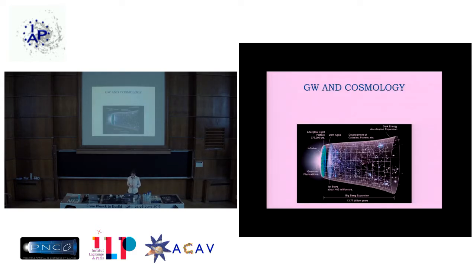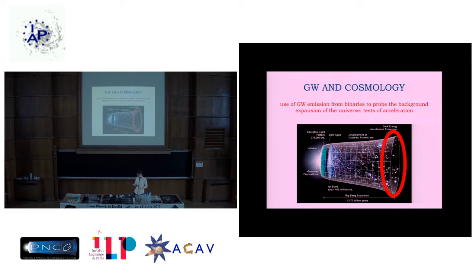Now, to focus more on the issue of gravitational waves and cosmology, basically there are two main topics for which gravitational waves can probe or constrain cosmology. The first one is constraints on the late-time universe, so constraints on the accelerated expansion, a test of acceleration of the universe. This is typically done, as we will see, with the gravitational waves emitted by compact binaries. On the other hand, gravitational waves can be used to test the very early universe, inflation and beyond. And here, the observable is typically a stochastic gravitational wave background.